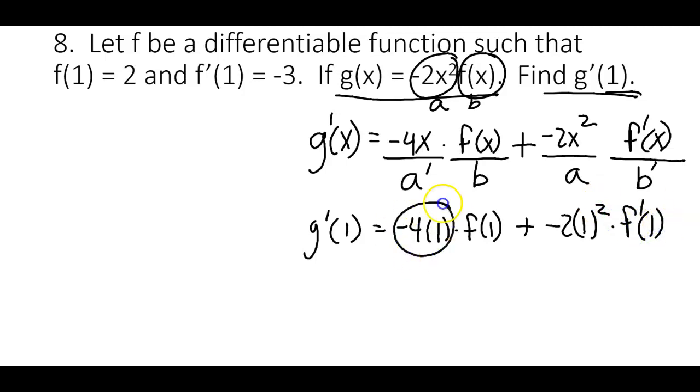All right, let's simplify this a little bit. Here we've got negative 4 f of 1. Here we've got negative 2, so I think I'll just go ahead and change this plus here to a negative 2.